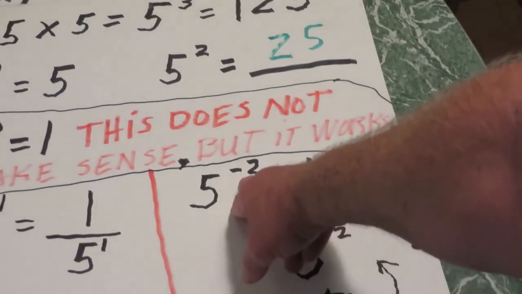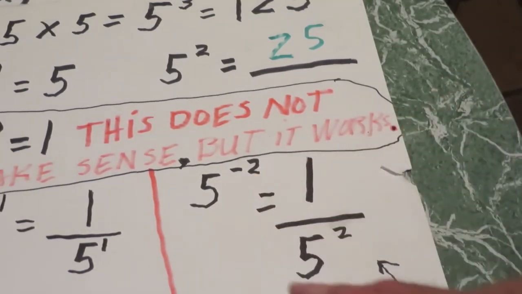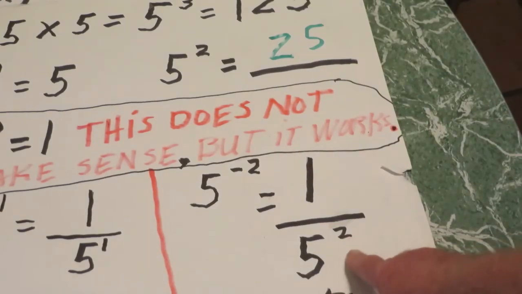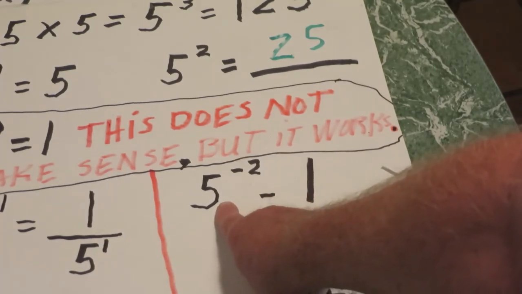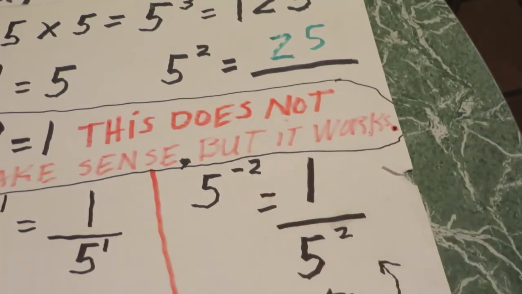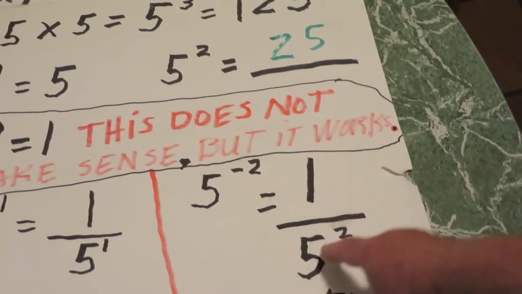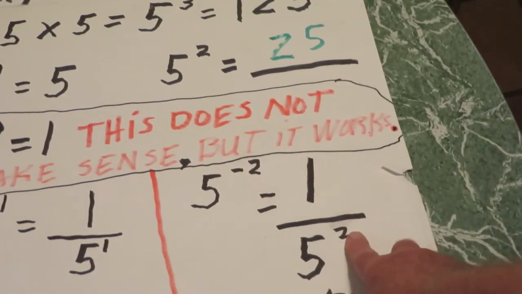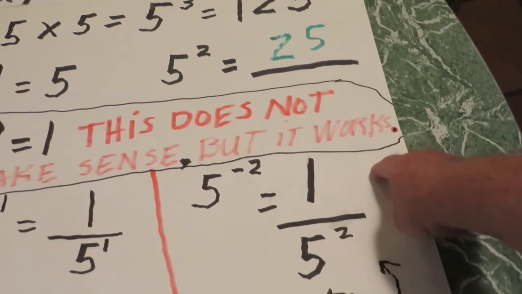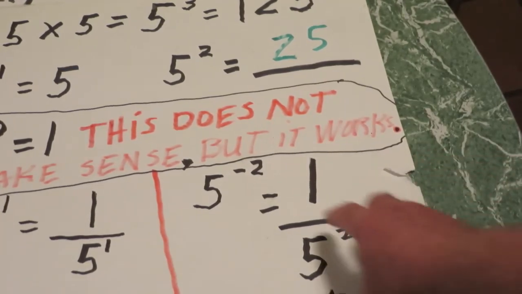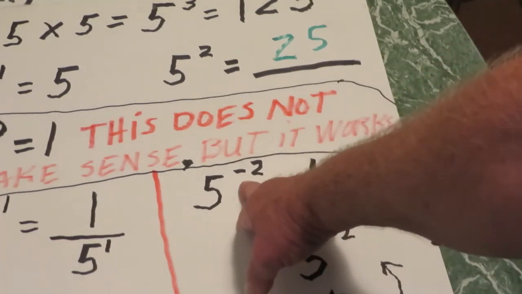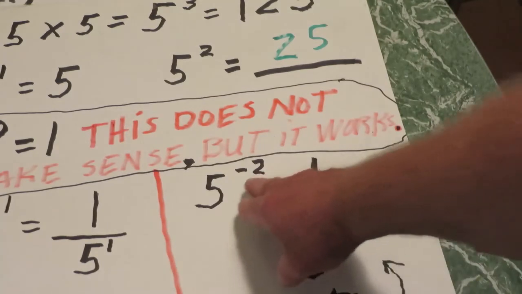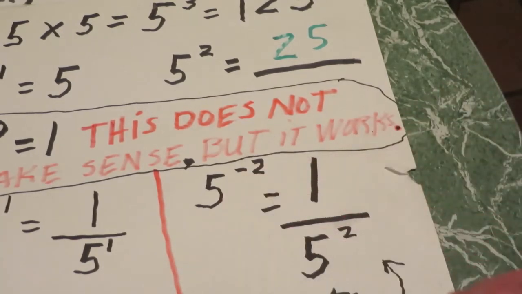5 to the negative 2 equals 1 over 5 to the 2. So this is a fraction, and 5 squared, of course, would go on to be 25, so this is 1 over 25. This is a fraction, 1/25. 5 to the negative 2 is 1/25 expressed as an exponent.